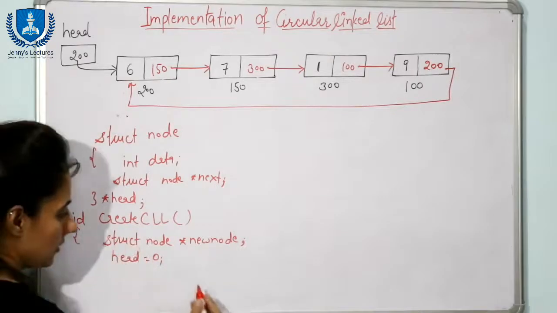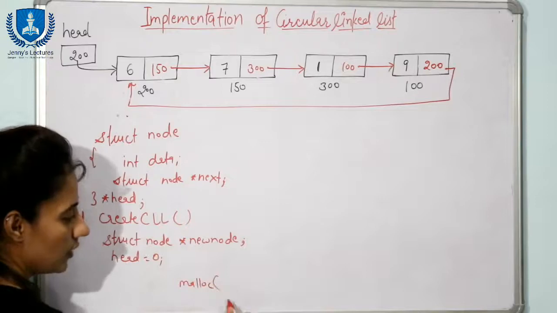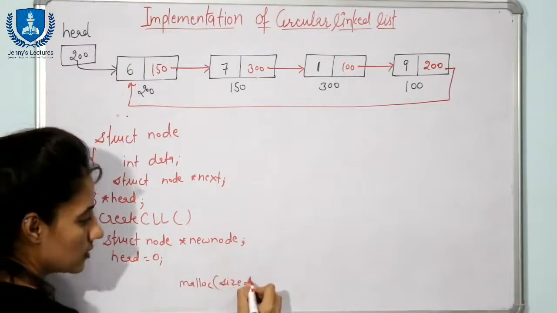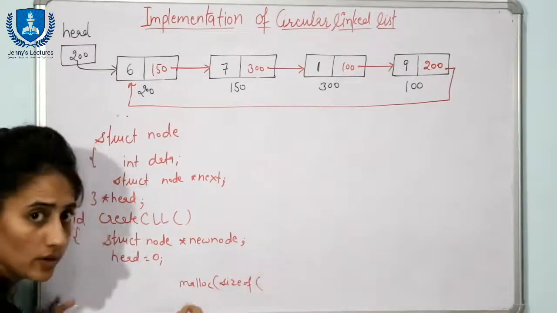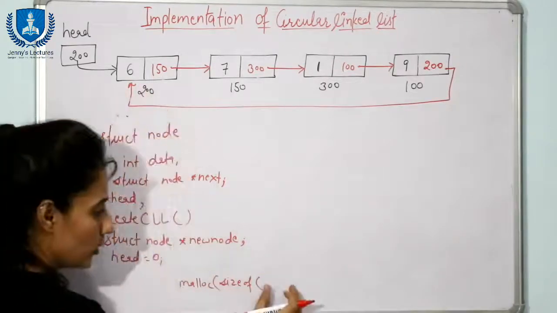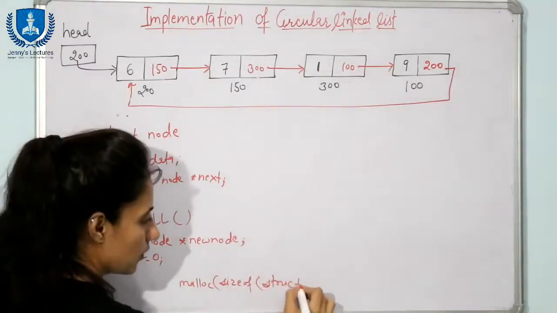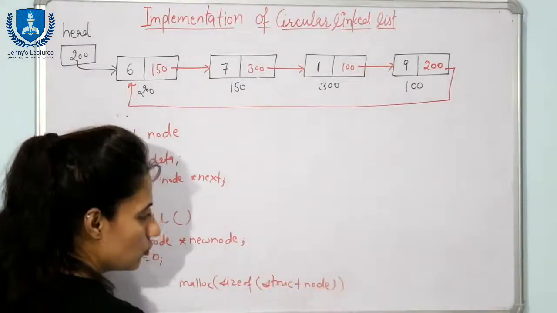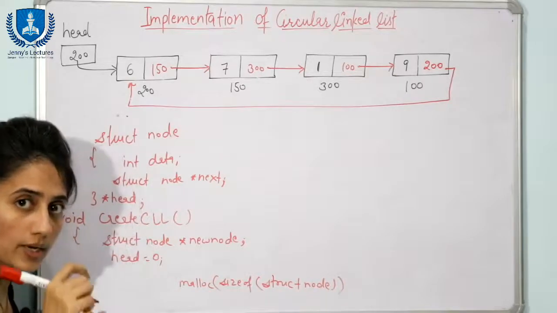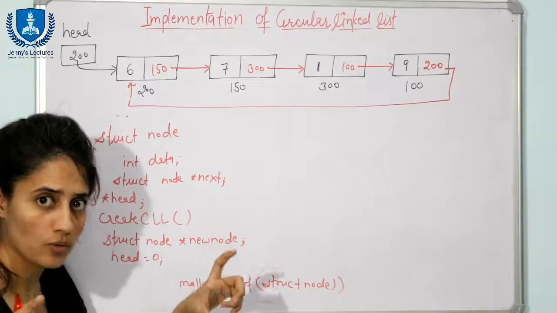How will we write it? Here we will write the malloc keyword, and in brackets we write the sizeof keyword. How much size do you want? Size for this node. So here you will write the data type of this node, that is struct node, right? And malloc is going to return the starting address, a pointer to the starting address of that allocated block, right?